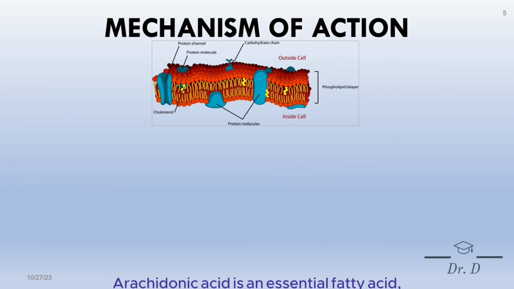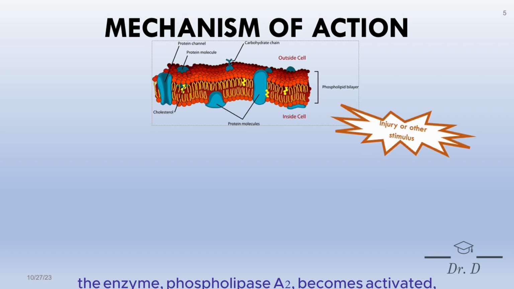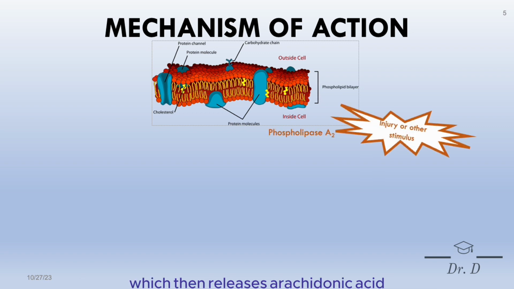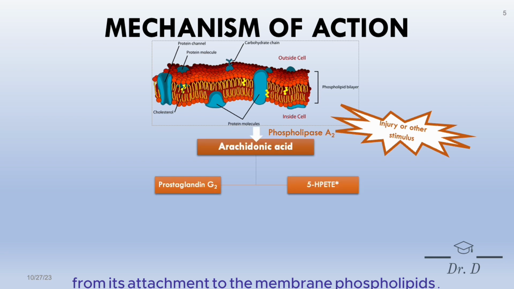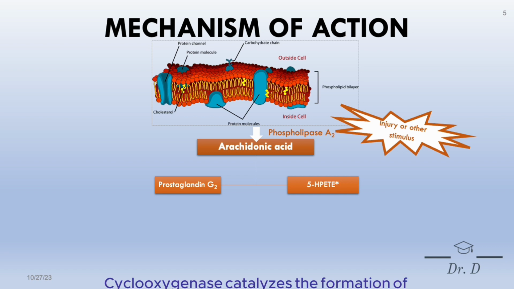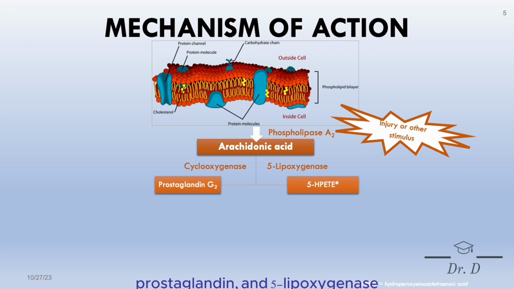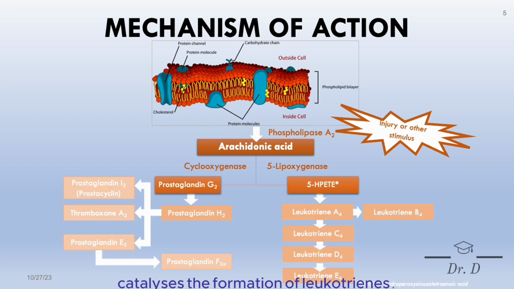Arachidonic acid is an essential fatty acid and a component of cell membranes. When cells are damaged by, for instance, trauma, the enzyme phospholipase A2 becomes activated, which then releases arachidonic acid from its attachment to the membrane phospholipids. Cyclooxygenase catalyzes the formation of prostaglandin, and 5-lipoxygenase catalyzes the formation of leukotrienes. These are the two main groups of eicosanoids.